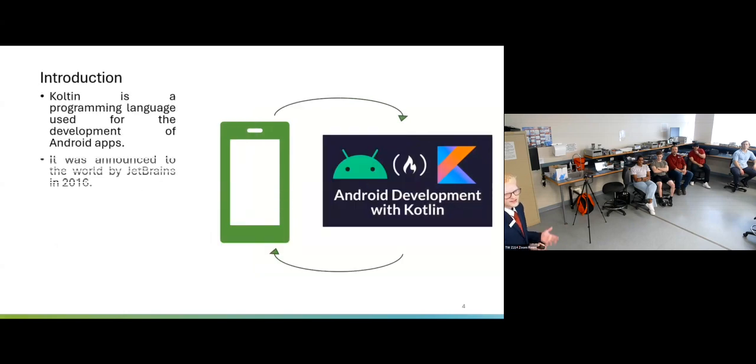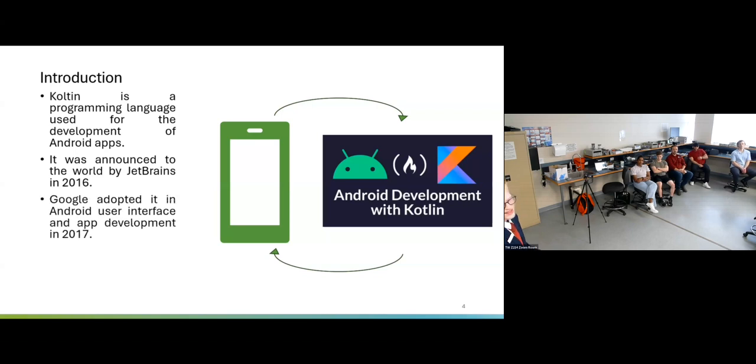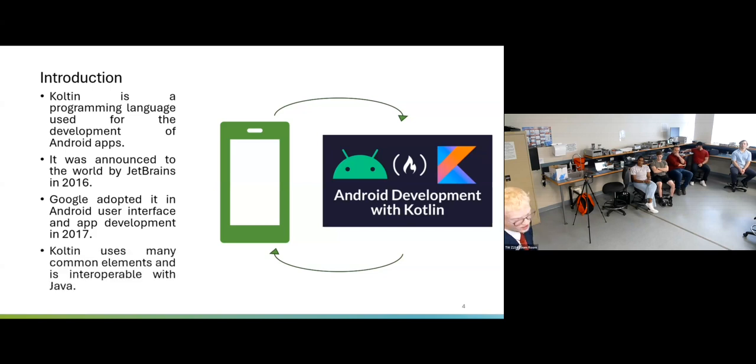All right, so I will start by introducing the topic. What is Kotlin? Kotlin is a programming language that is used to make applications for the Android operating system. It was announced to the world in 2016 by a company called JetBrains. And then Google decided to start supporting it in Android Studio, Android TV, and many other Android platforms.